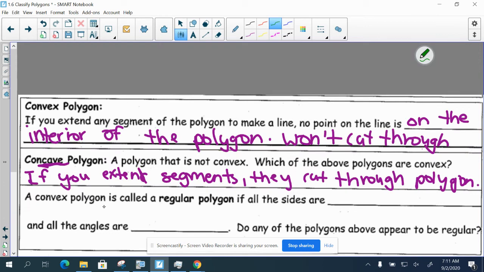So it says a convex polygon is a regular polygon if all the sides are the same length and all of the angles are congruent.